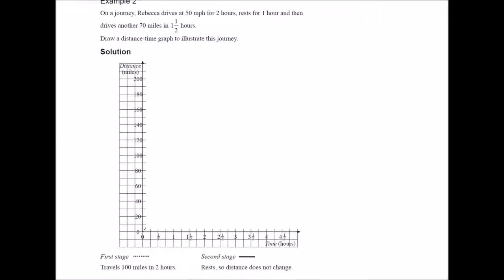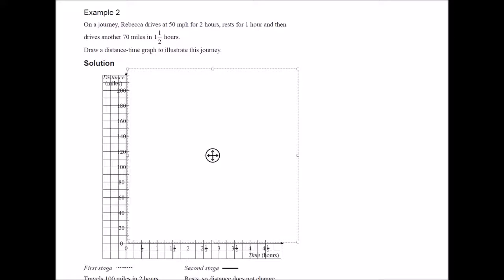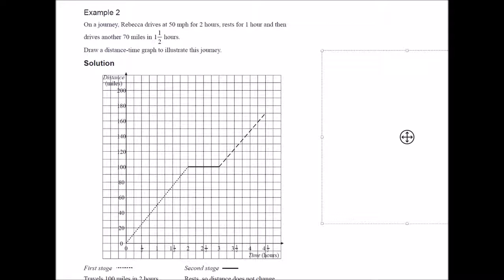So let's have a look what this might look like. Let's take away the bit we can't see, and here we go. So first of all, how do we get this line? Well, we've got 50 miles an hour for 2 hours. So obviously we're going to have this point stopping somewhere on this 2-hour mark, right?